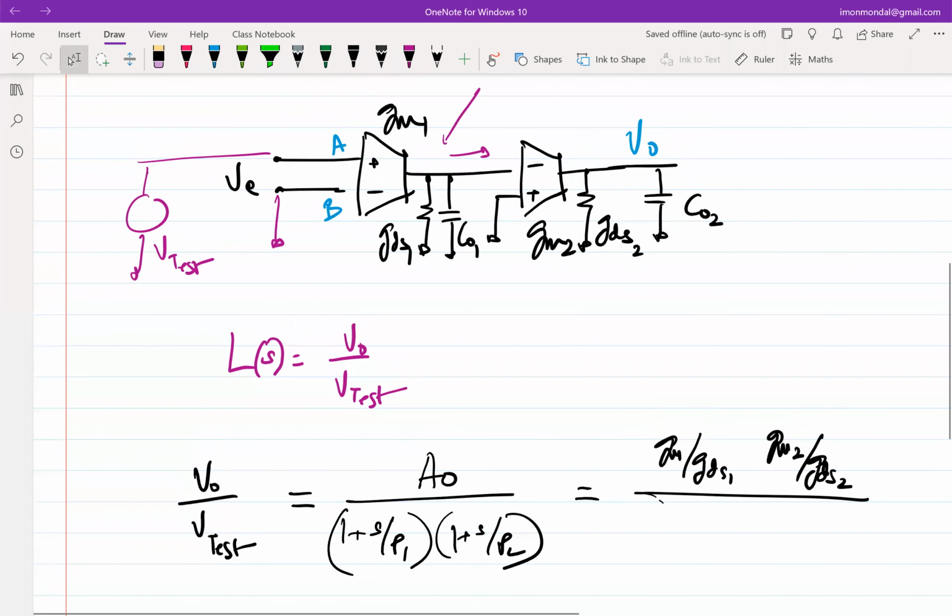So what is P1? How will you get P1? Let's assume that P1 is associated with this node. P is essentially the time constant associated with a node for a first order system, but it seems like these are two isolated first order systems coupled together. So what is P1?